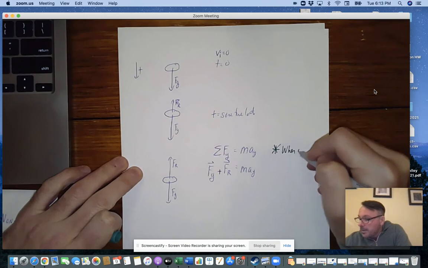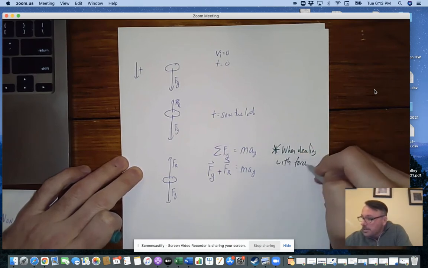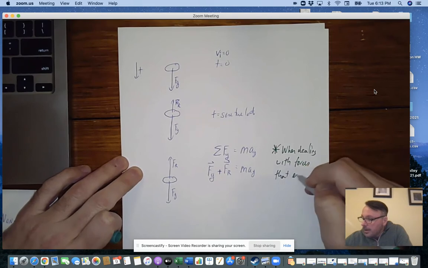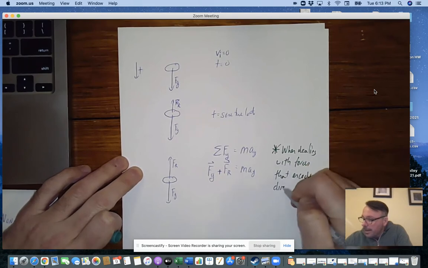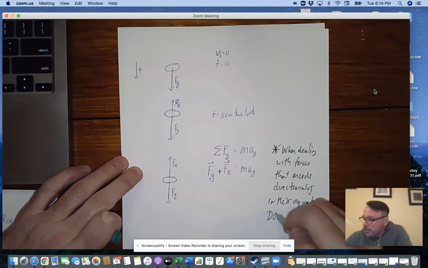So when dealing with forces that encode directionality in their equations, do not assign directionality.